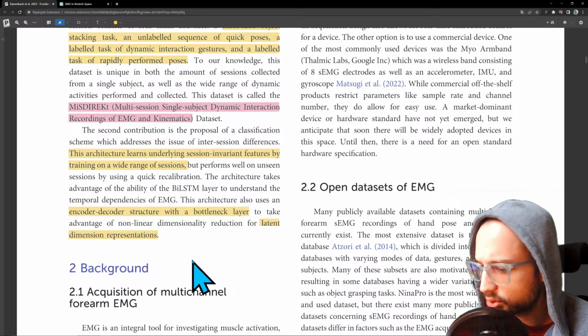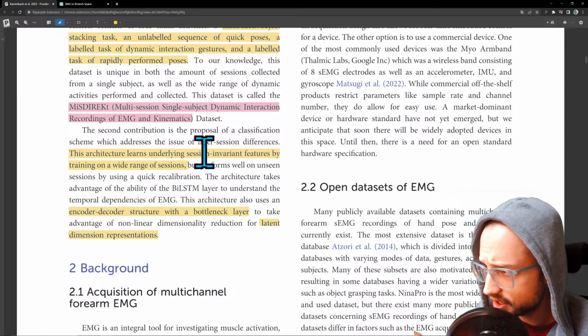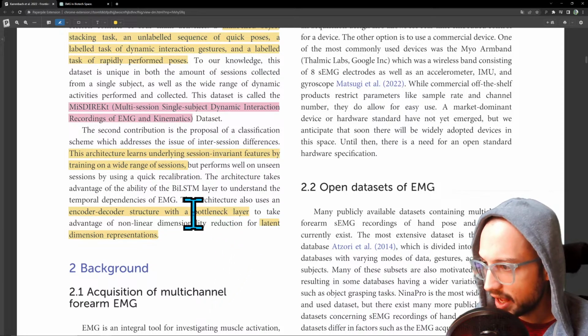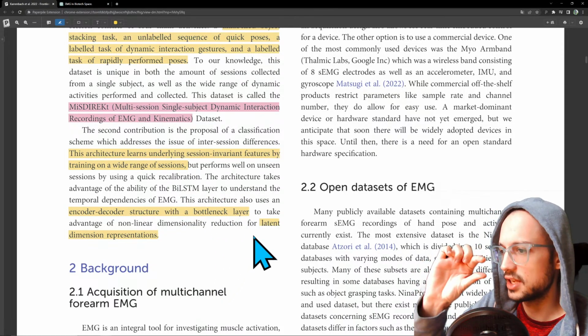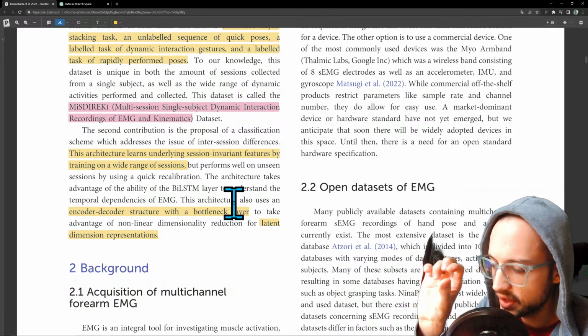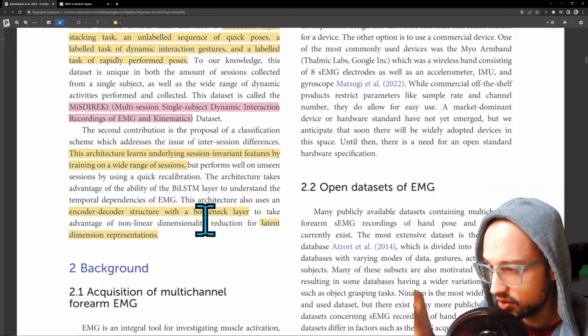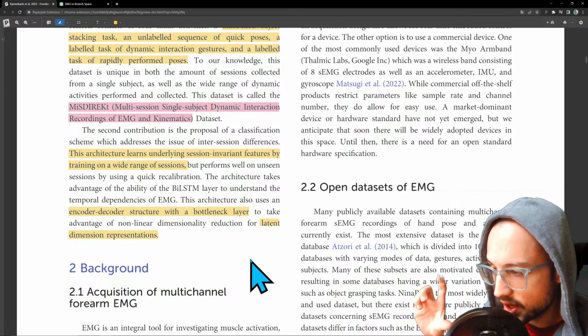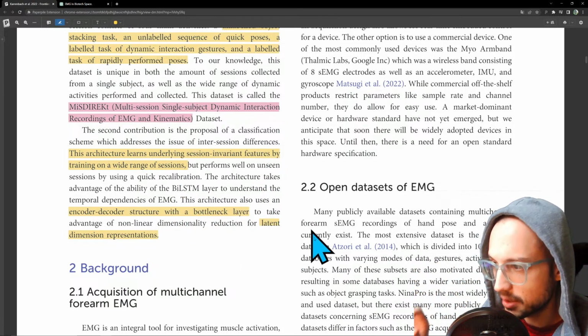So they're basically compressing the signals from this EMG data through a bottleneck, right, which is basically just a lower dimensional, like the width of the layer at the end of that neural net is smaller than the width at the beginning. That's what the bottleneck means.